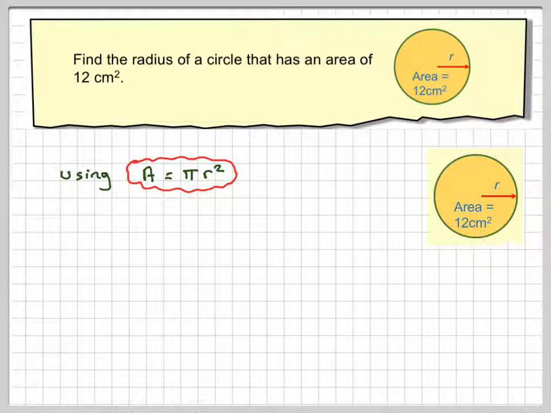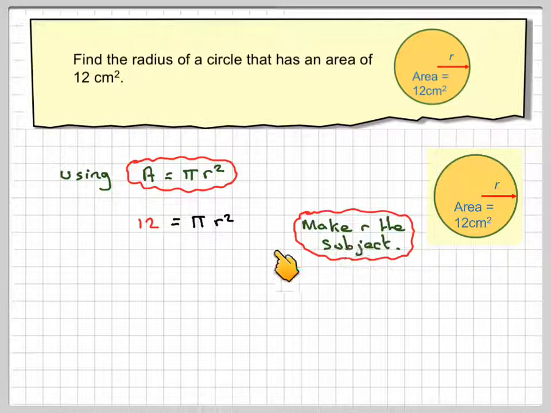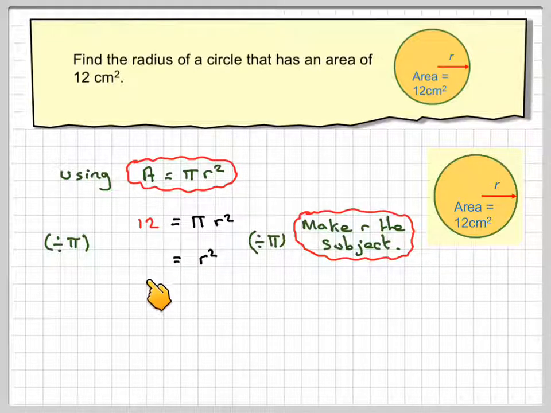So the area is going to be 12. So 12 is going to be equal to pi r squared. So again, what we've got to do is try and make r the subject. So the first thing would be to divide both sides through by pi. So dividing both sides through by pi, we're going to get r squared is going to be 12 over pi.